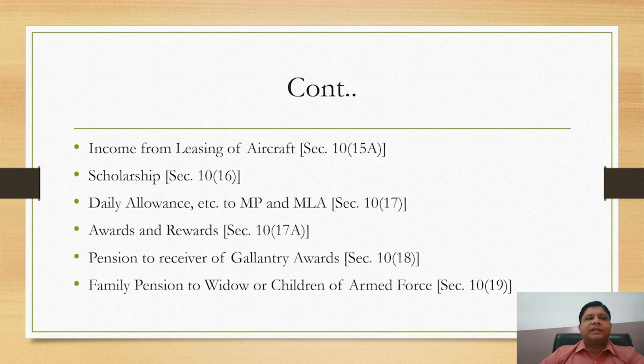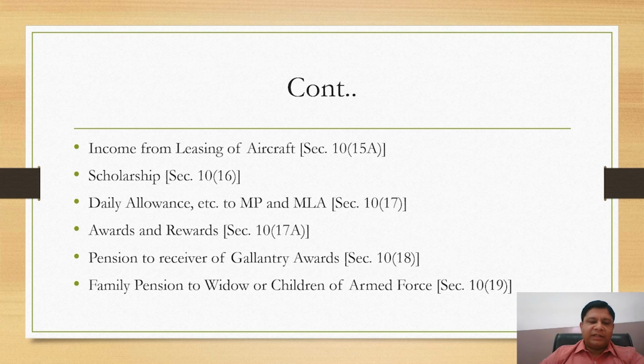Moving further, next income is awards and rewards, whether in cash or kind, in pursuance of any award instituted in the public interest by the central government or any state government or by any other approved body, or as a reward by the central government or any state government for approved purposes, are fully exempted.